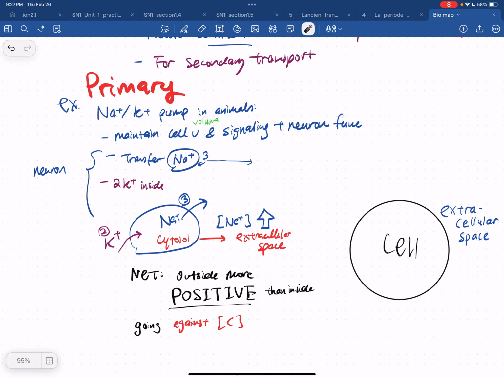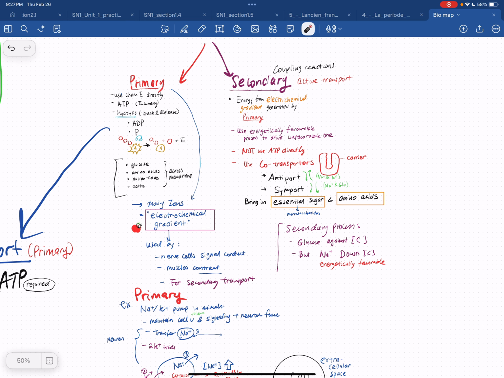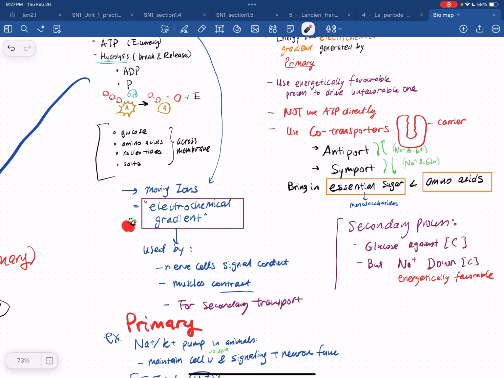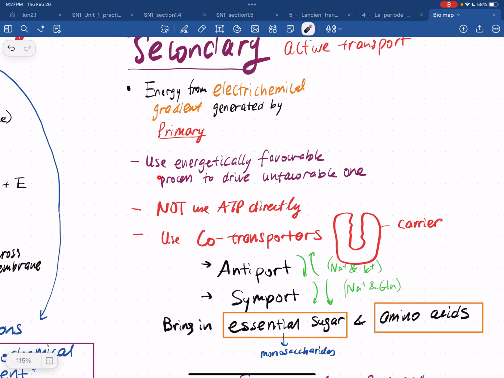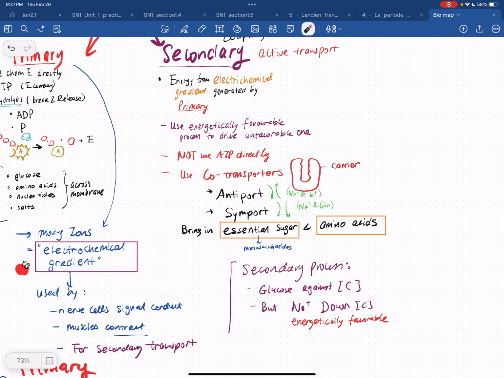So then the outside will be more positively charged, and that is going against the concentration. The concentration is higher outside. So then what I can do is cause a secondary transport, where the energy from the electrochemical gradient generated by the primary transport that we just talked about is used for the unfavorable reaction, which is the bringing in of glucose.